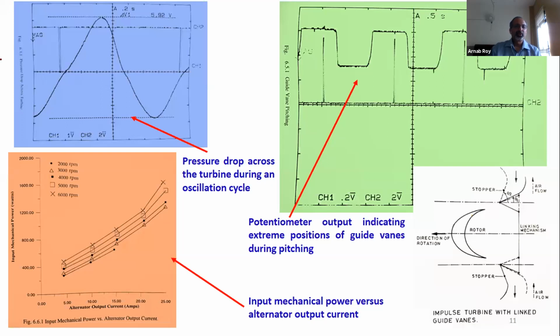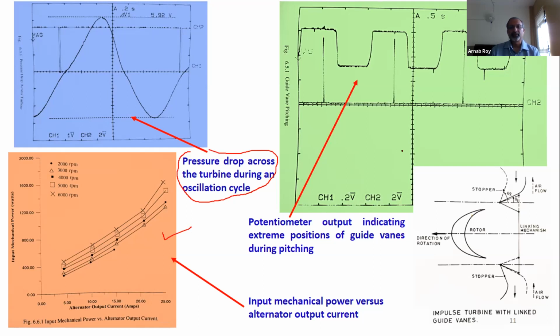For an example, I'm just showing some snapshots of that report, and you can see that typically if you look at the pressure drop across the turbine during an oscillation cycle, it has close to a sinusoidal pattern. Of course, it will not exactly match with the kinematics because, as you know, fluid dynamics has its non-linearities, and with the differences in the flow velocities, etc., there would be some changes. Also, the input mechanical power versus alternator output current was worked out at different RPMs.